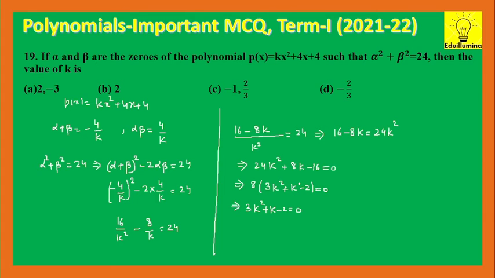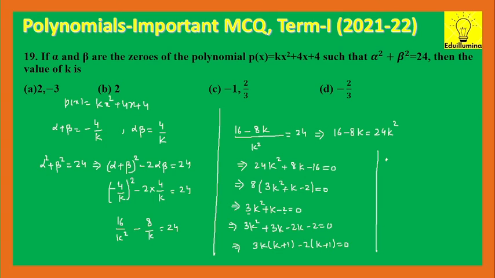Now we will solve this equation by splitting the middle term. So 3k square plus, we have to split the middle term. So the product needed is 3 and 2, 6, and the product should be minus 6. So it will be equal to 3k square plus 3k minus 2k minus 2 equal to 0. So taking 3k common, k plus 1, minus 2 common, k plus 1 equals 0.